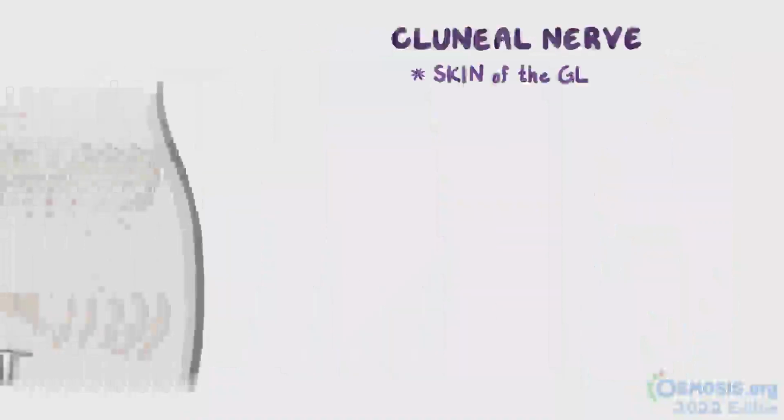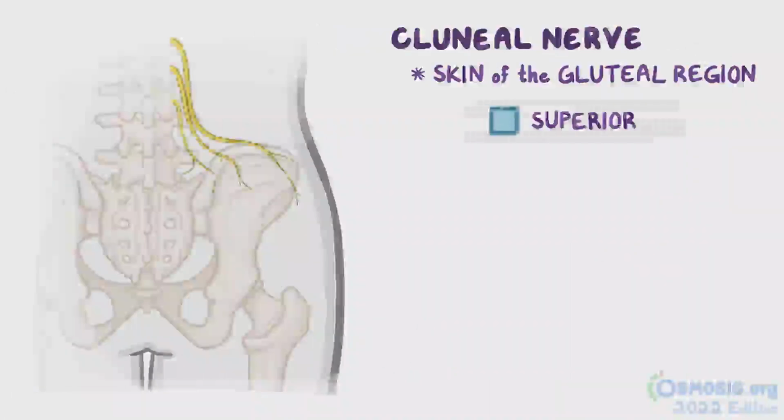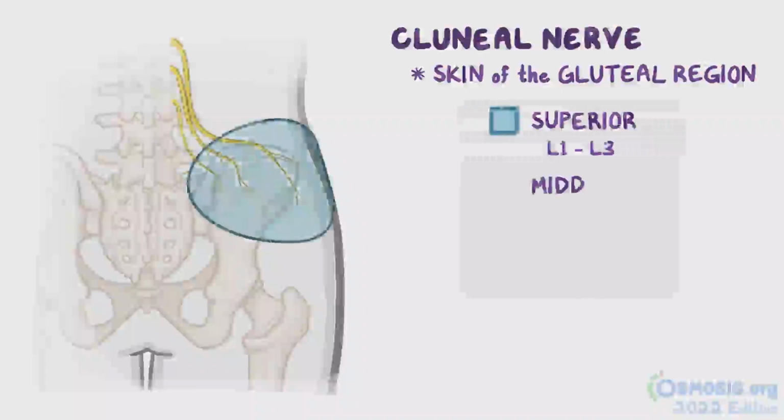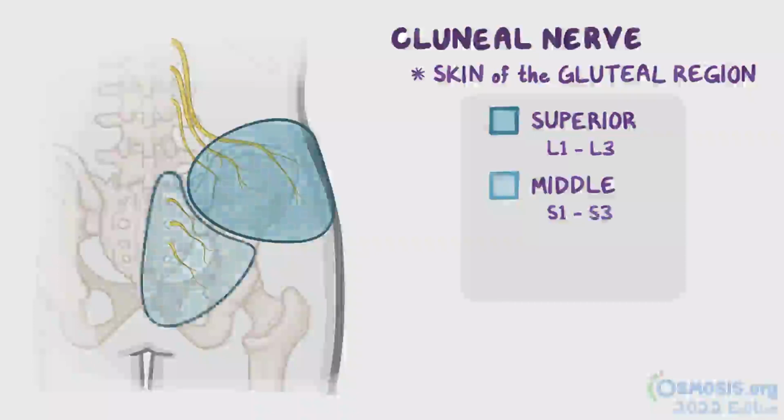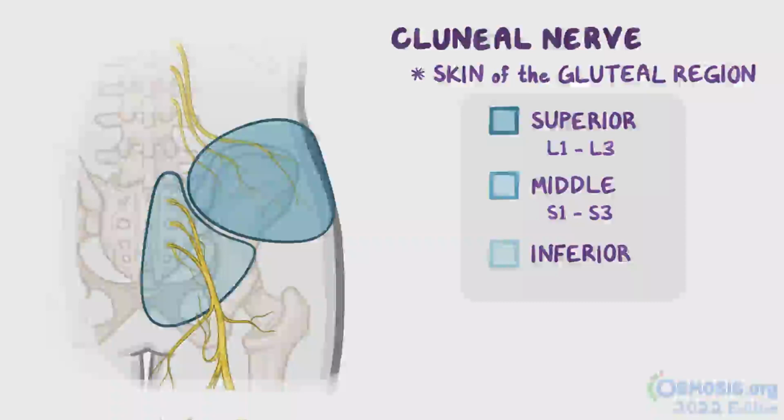Let's start off with the cluneal nerves, which innervate the skin of the gluteal region. The superior cluneal nerves arise from L1 to L3 and supply the skin of the superior buttock. The middle cluneal nerve arises from S1 to S3 and supplies skin over the sacrum and adjacent area of the buttocks. And finally, the inferior cluneal nerve is a branch of the posterior cutaneous nerve of the thigh, from S2 to S3, and supplies skin over the inferior half of the buttocks as far as the greater trochanter.